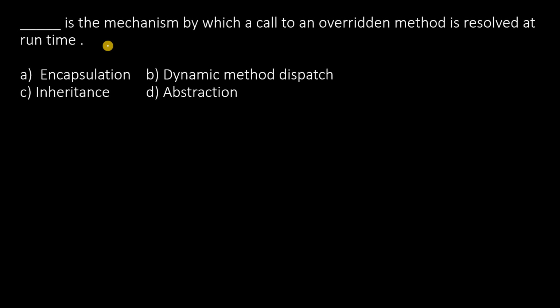Next one, an interface contains one abstract method, two abstract methods, all abstract methods, none. The answer is all abstract methods. So interface will contain all abstract methods. None of the method will have the body. Okay. Next question, dash is a mechanism by which a call to an overridden method is resolved at runtime. The answer is dynamic method dispatch.